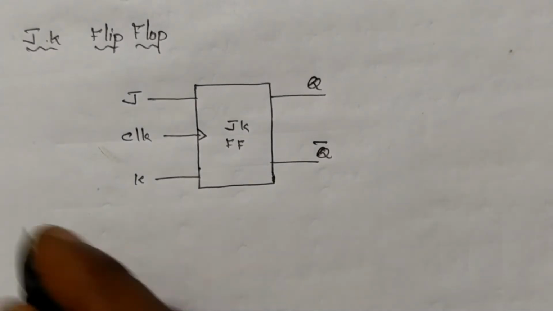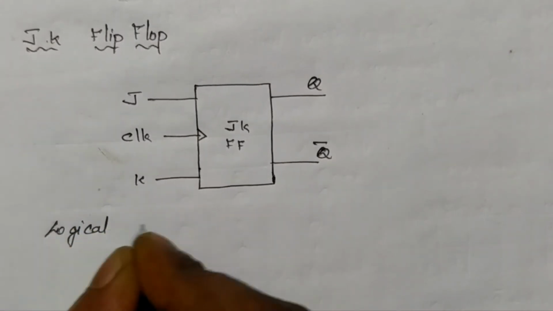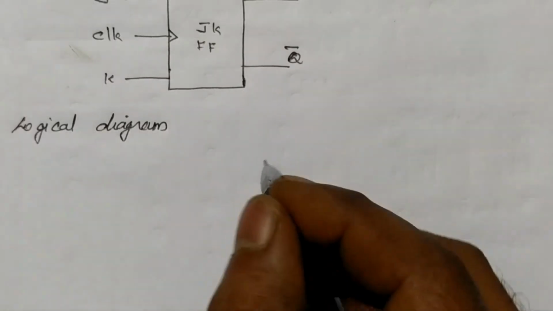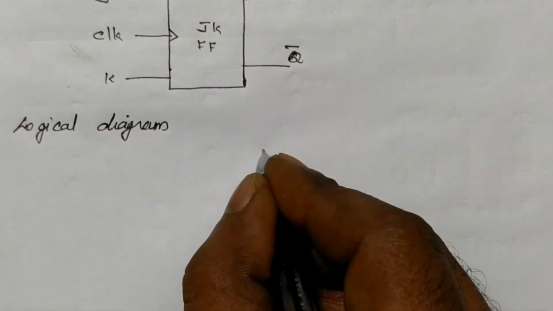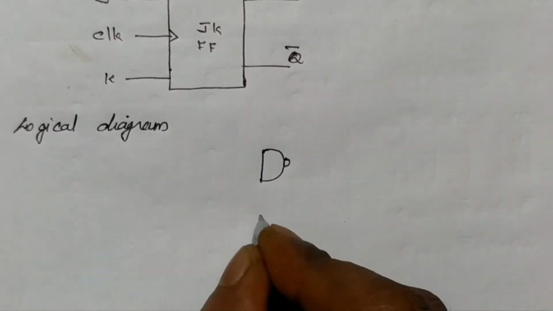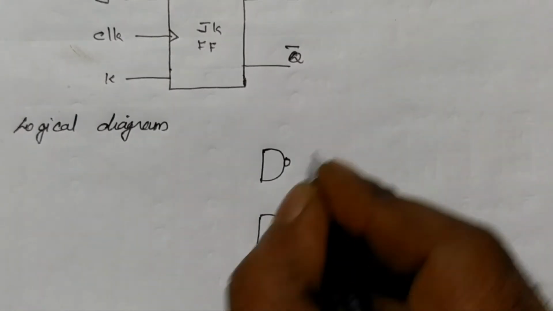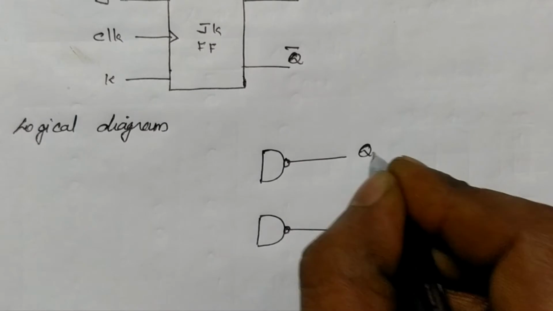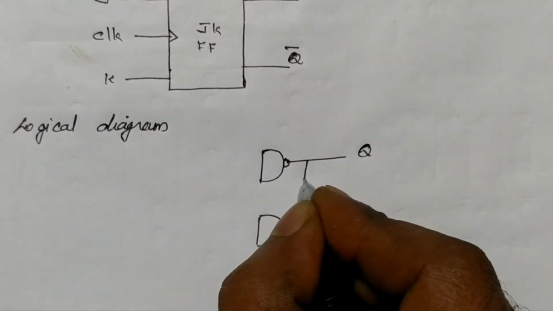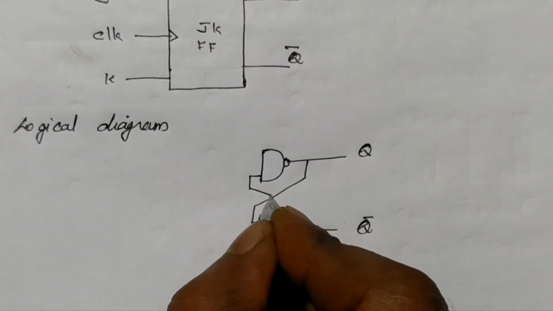Then we are going for the logical diagram. So here, in the basic diagram, we will have an AND gate at the second level. Here the outputs are Q and Q bar. Here the output is fed back and it's formed as a cross coupled structure.